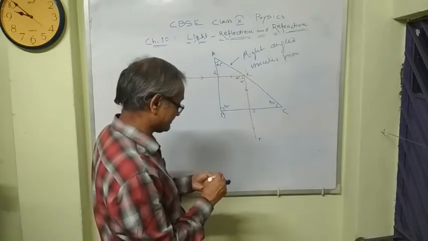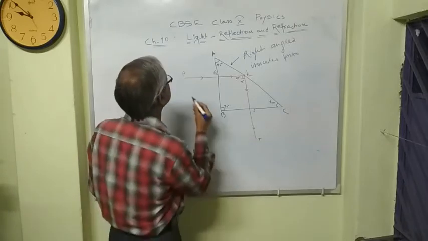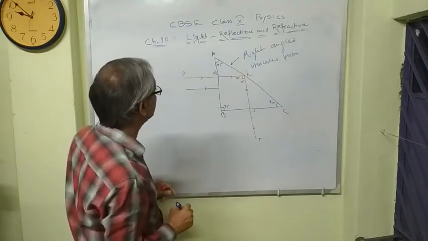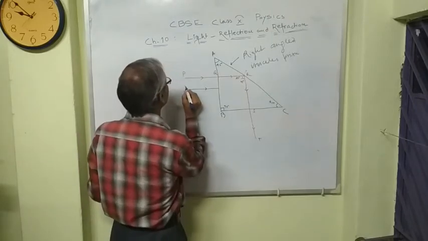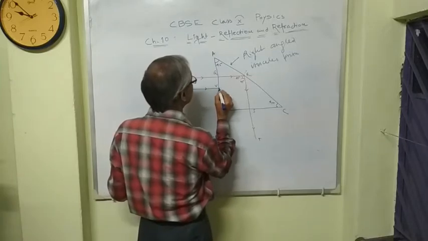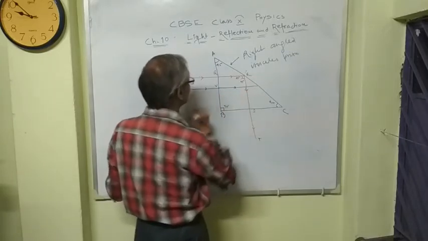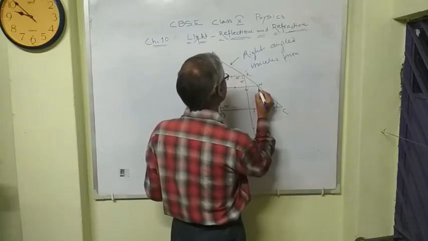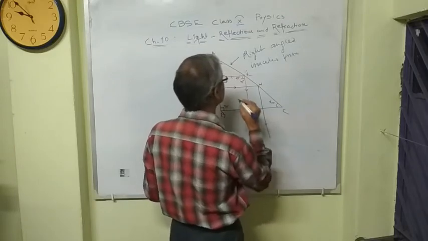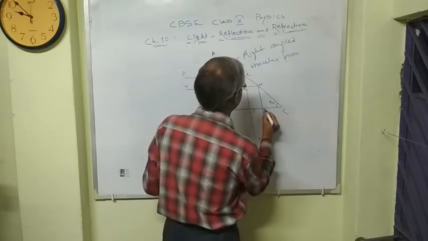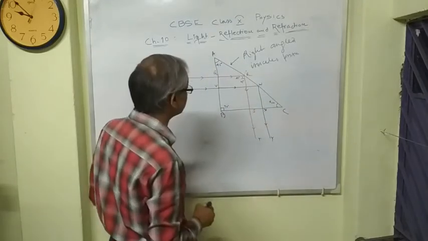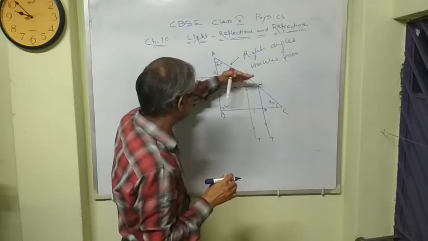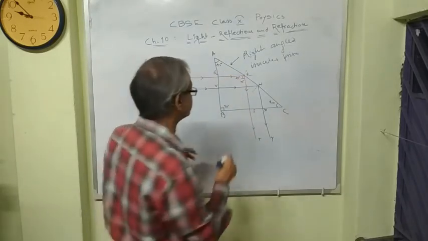Now, if we take another ray of light parallel to PQ, this is parallel to PQ, incident normally on AB, UB, hence it is without deviation, goes through this, right? W, same phenomenon occurs here. X, Y, right? Here deviation occurs, total deviation occurs 90 degree. That is the incident path bent 90 degree after refraction through the isosceles prism.